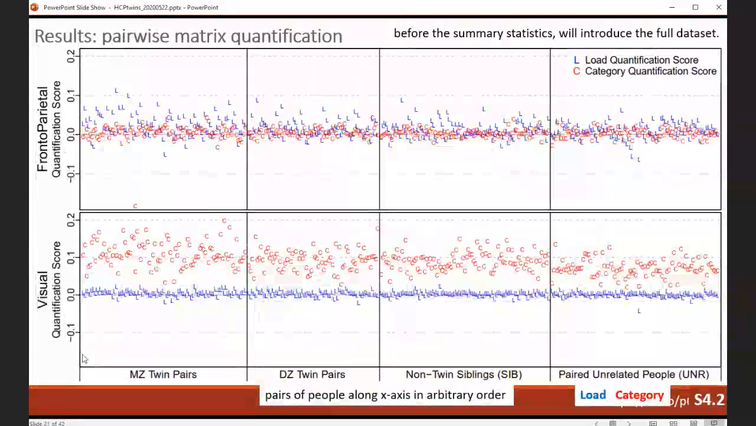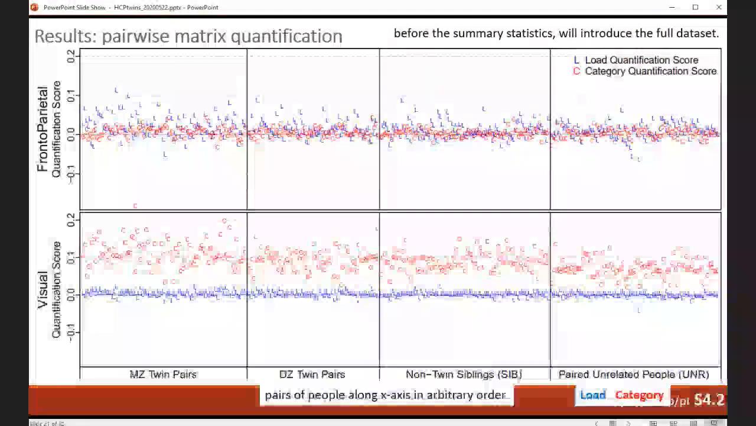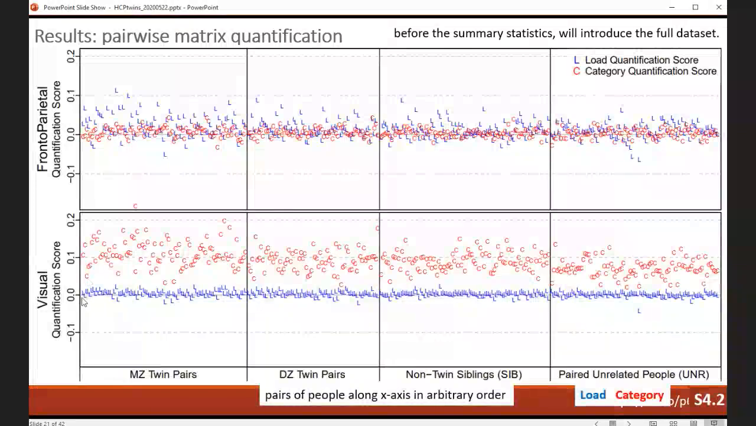These are the MZ pairs, DZ pairs, siblings and unrelated people, and I have them in columns. The very first column is MZ twin pair number 1, ordered by their subject IDs. They're also up here. That's why the bars are not equidistant, because there are fewer DZ twin pairs in this.